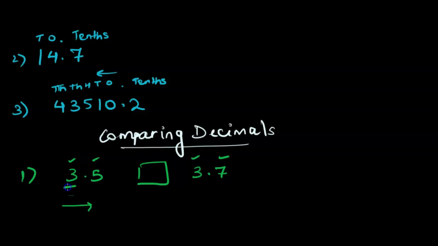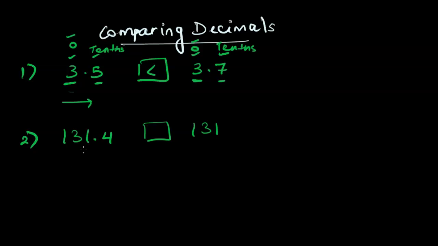So the first place is 3. That is on the ones place. Always remember, whenever we are comparing places, we are comparing the same place value. So ones place here is 3. Ones place here is 3. Next we have the tenths place. Here also we have the tenths place. We have a 5 at tenths place in the first number, and we have a 7 at tenths place in the second number. And we see 7 is greater than 5, so we put a greater than sign towards 3.7.